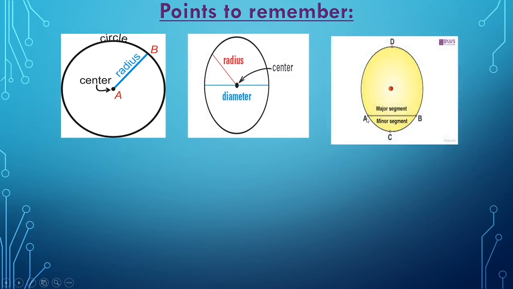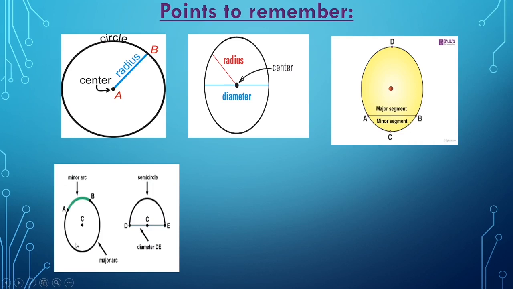Next, chord. A chord is a line segment which is having its endpoints on the circle, and here AB is the chord, and this chord AB divides the circle into two parts. Each part is called a segment of the circle, and the segment which is having the center point is called the major segment, and the segment which is not having the center point is called the minor segment.